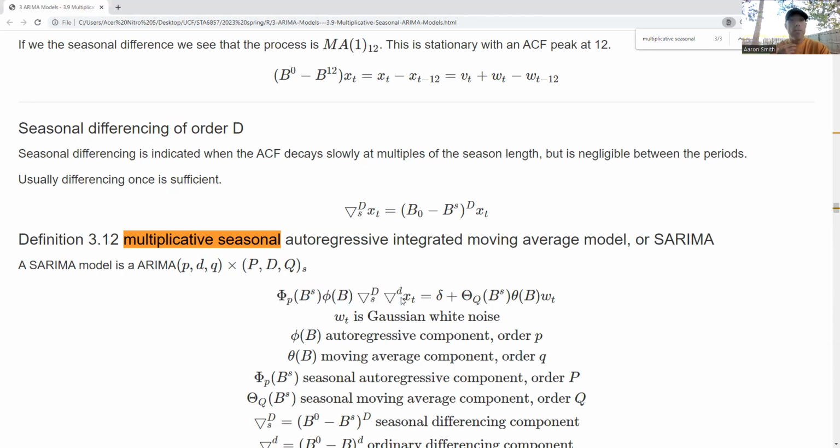Notice that these are operators on the backshift operator. Each one of these components in this product is an operator on the backshift operator that operates on our time series, X. On the right-hand side, I have a seasonal moving average component and a regular moving average component being multiplied together. And so this multiplication of operators on the backshift operator is where we get the multiplicative aspect of this.